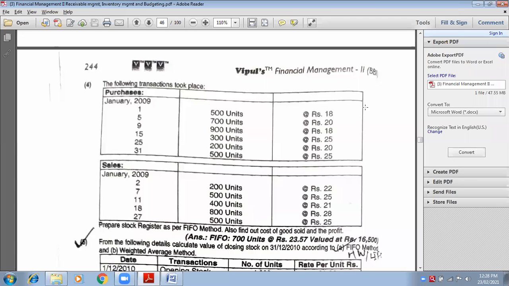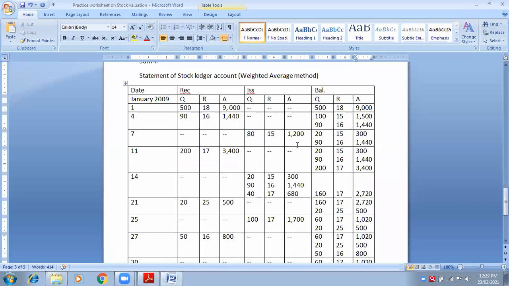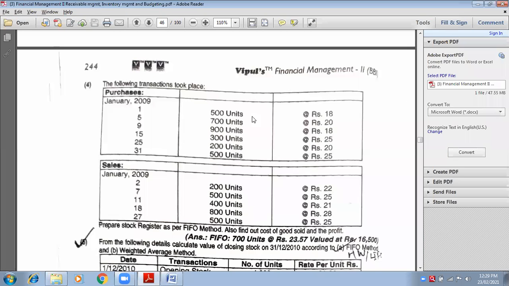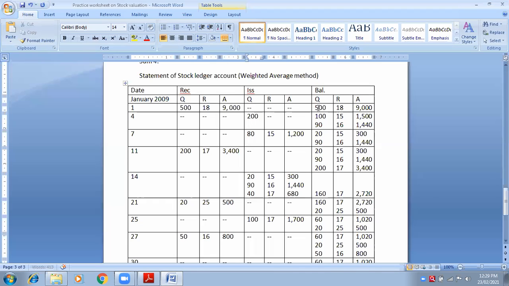On 2nd January 2009, there is a sale, meaning issue, of 200 units. They are giving you the rate also, 22 rupees, but we don't have to take that rate. First, the receipt column will be nil because there is no receipt. And issue: how much do we have to issue? 200. We have only one slot here, whatever method this is, first or last or weighted average. Only one stock we have, 500, so out of 500, 200 is issued.